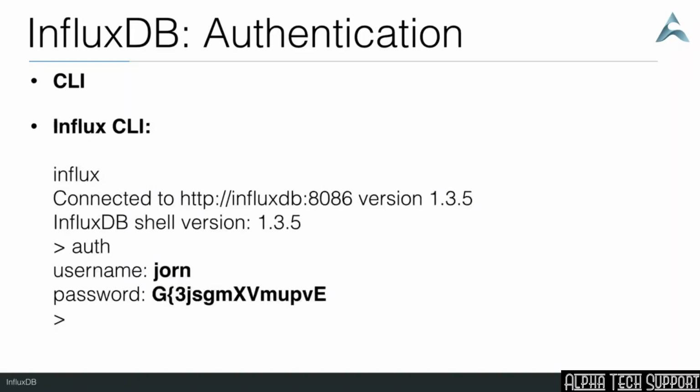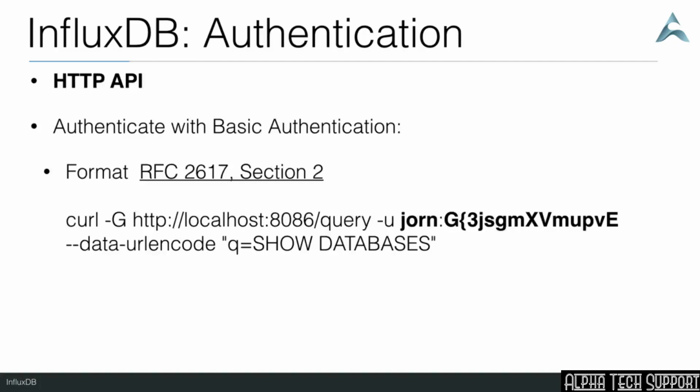Another way of doing that is just typing influx without the environment variables being set, and then typing auth. Then InfluxDB will prompt you for a username and password. Once you've enabled authentication, you also have to authenticate through the HTTP API if you do requests through that. It's simple basic authentication. It's just a curl -G on the URL and port /query -u, and then the username, colon, and then the password. And then all the rest is pretty basic, like we've seen in previous chapters.